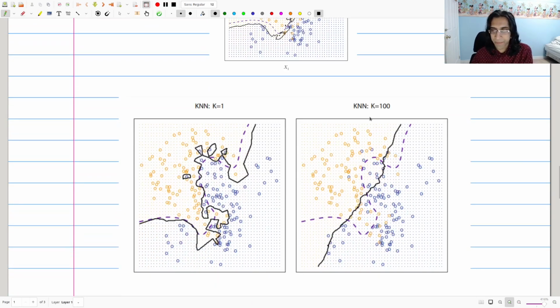When we set k to be very large, say k equals 100, then it also doesn't perform very well, because you can see that the decision boundary becomes more like a straight line.